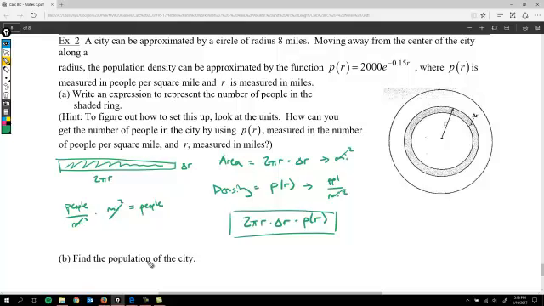Next, they want me to find the population of the city, so all I have to do is integrate from 0 to 8, because they told me a radius of 8 miles. From 0 to 8, 2 pi r, and then my P of r is given as 2,000 e to the negative 0.15 r, and delta r is the same thing as dr. Plug that in your calculator, and you get 188,424 people.